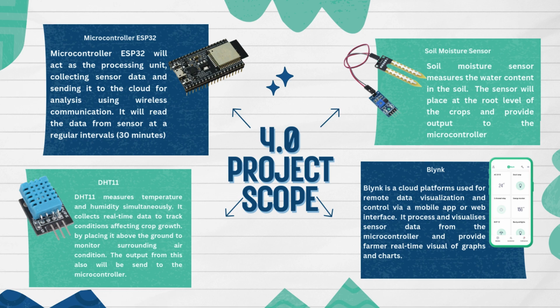The third main component is the soil moisture sensor. The soil moisture sensor measures the water content in the soil. The sensor will be placed at the root level of the crops and provide output to the microcontroller.